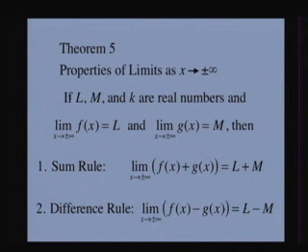sum of their limits. Then we have the difference rule, which says the limit as x goes to plus or minus infinity of f of x minus g of x, that is the difference between them, is just going to be equal to the difference between their individual limits.